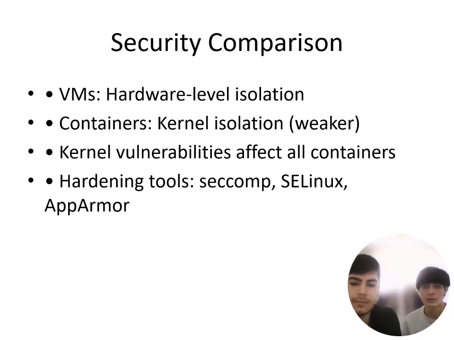Security is one of the biggest differences. VMs have very strong isolation because each VM has its own kernel and OS. Containers, on the other hand, share the same kernel. So if the kernel is compromised, all containers are at risk. Modern tools help improve container security: AppArmor, SELinux, seccomp, rootless containers, and others. But still, VMs remain the safer option for high security workloads.